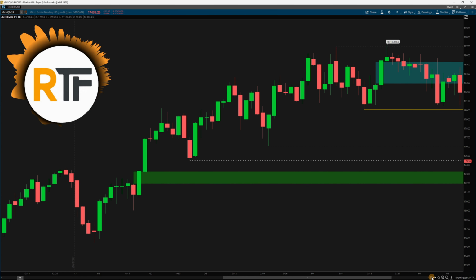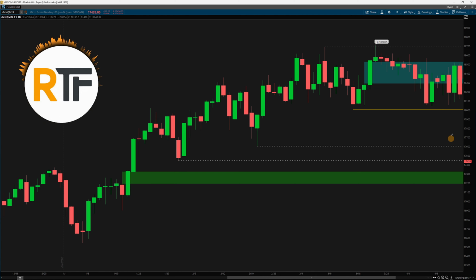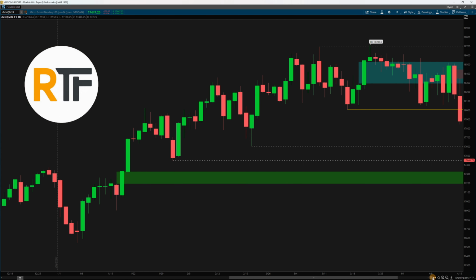So 1, 2, 3, 4, 5 days, we see that price basically just consolidated, but importantly, we see that price stayed within this inverted fair value gap. None of these days did price ever go above this inverted fair value gap. I said the move can happen within 2 to 3 weeks, so let's see what happens on the second week. Monday, we get price coming down below the swing low. So there we go, we have the confirmation.